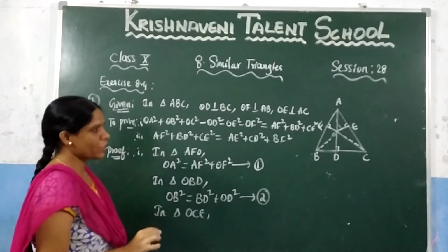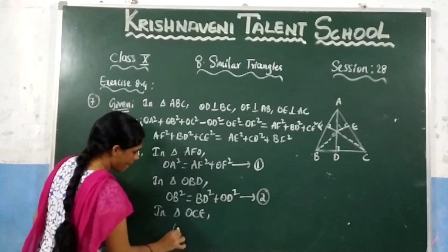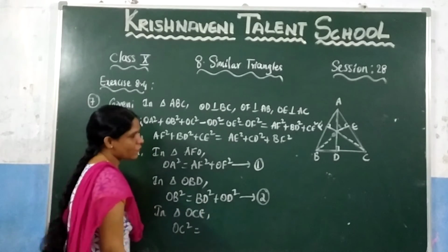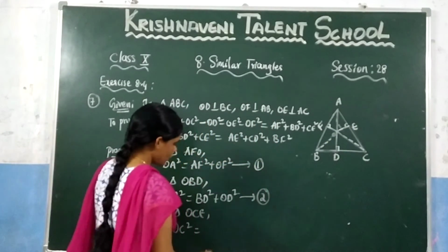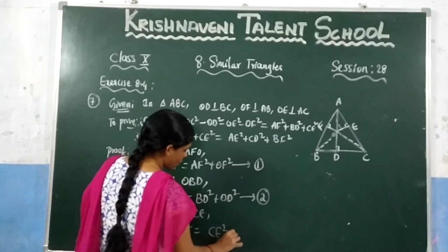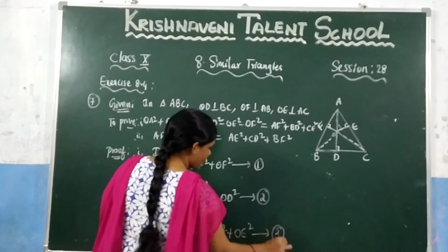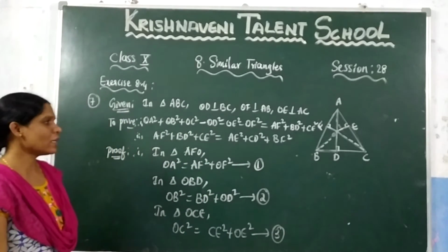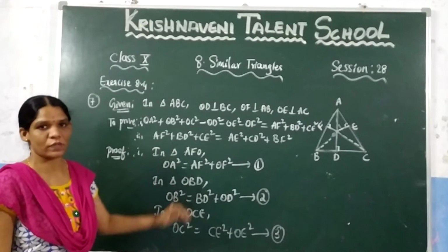What is the hypotenuse in this case? Which is nothing but OC square, is equal to what are the remaining sides, which is CE square plus OE square. Let us consider this as equation 3. So here, like this you need to consider the triangle based on the condition we need to prove.